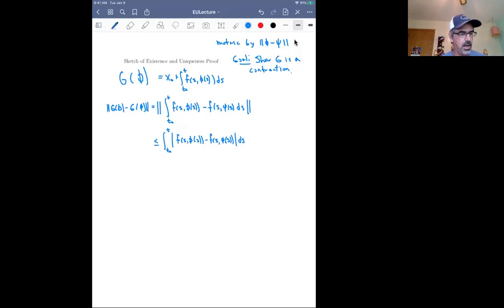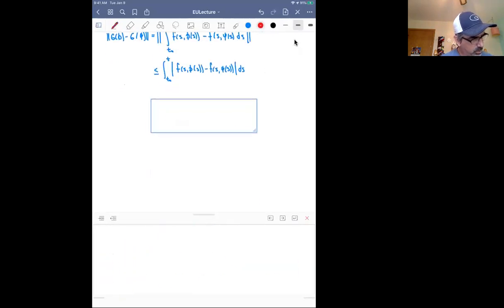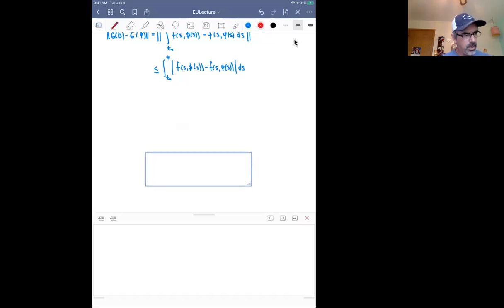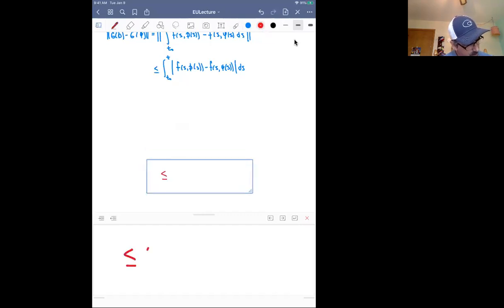Now let's look at where we're at here, and what we ultimately want to get. Where I want to end up, in fact, I'm going to write this on here in red. If we scroll down, ultimately I want to end up with some constant times the distance between phi and psi.